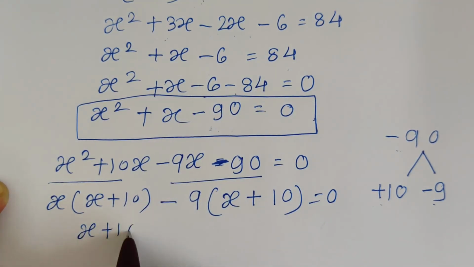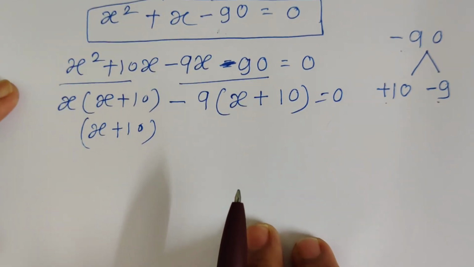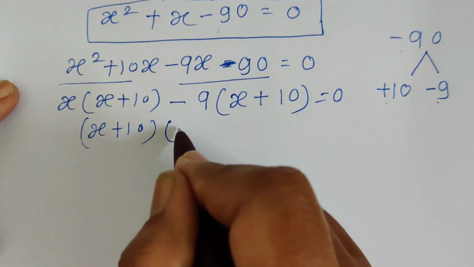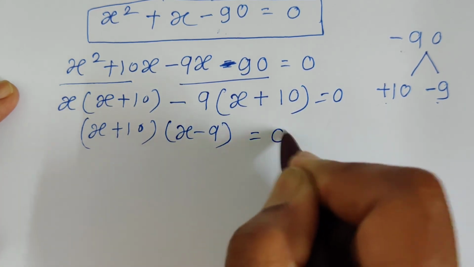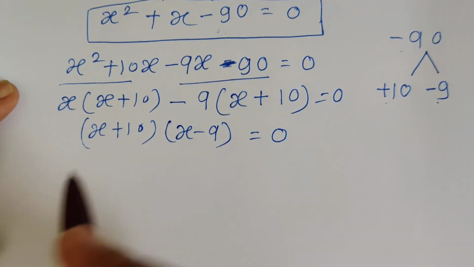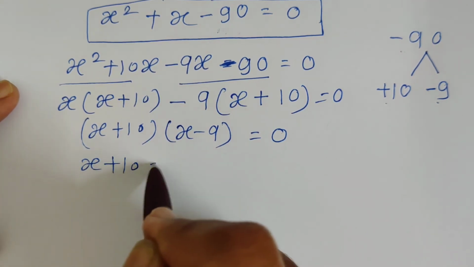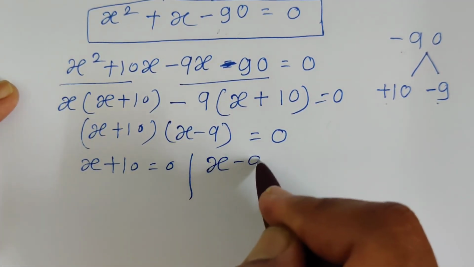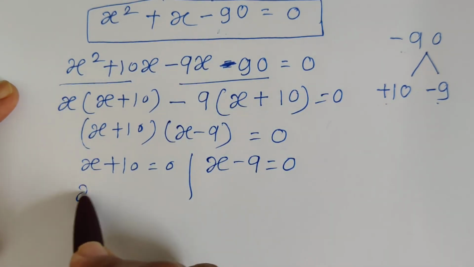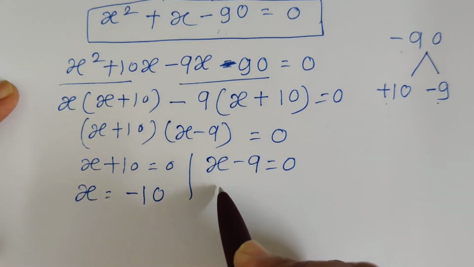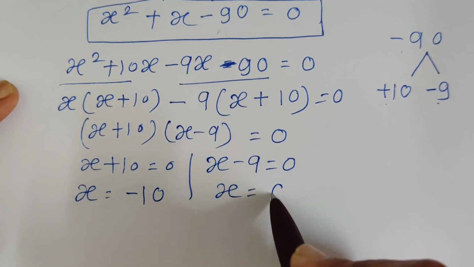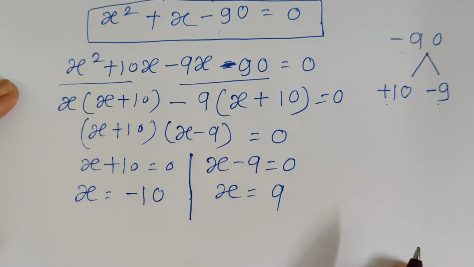So x plus 10 is the common bracket, and another factor is x minus 9 equal to 0. x plus 10 equal to 0, x minus 9 equal to 0. So you get x is equal to minus 10 and x is equal to plus 9. Two solutions are there, minus 10 and plus 9. But you know, age we cannot consider as a negative number. So the correct answer is plus 9.